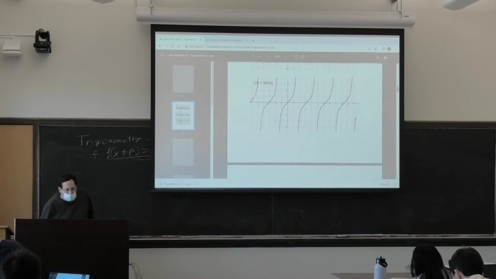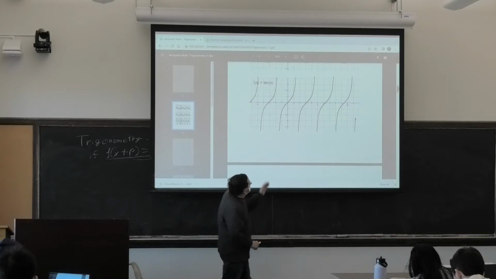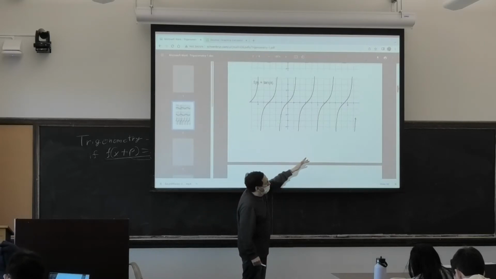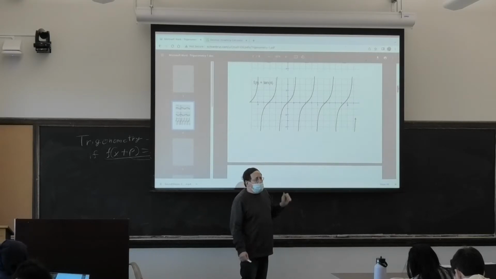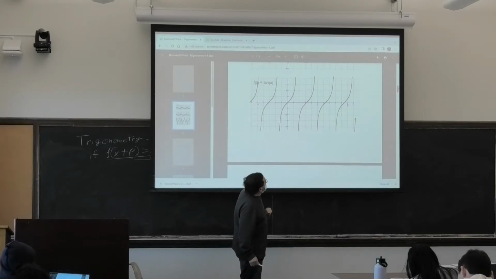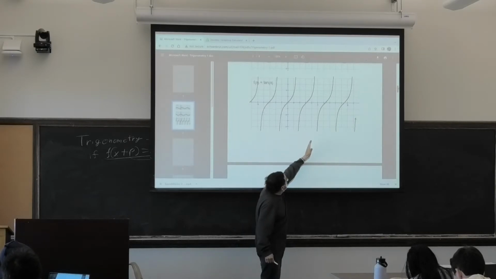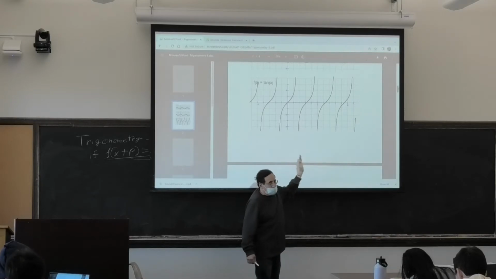Likewise, we have the tangent function, which doesn't look like the sine and the cosine, but it does repeat. Now it's repeating every 180 degrees, or every pi radians. It's not defined in certain locations, but that's periodic too.